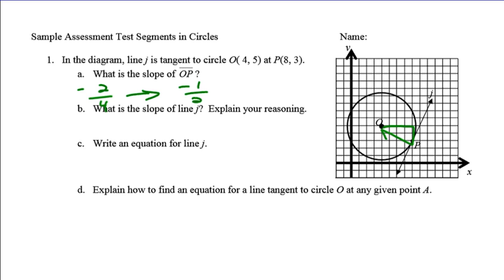The radius and the tangent line are perpendicular to each other. So if the slope of the radius is -1/2, the slope of the tangent line is +2/1. We know the point P here. We can write our equation for the line. We have y minus the y coordinate equals the slope times x minus the x coordinate. And we solve this for y.